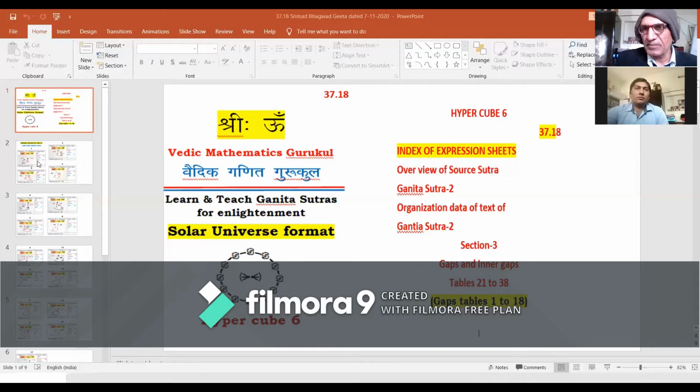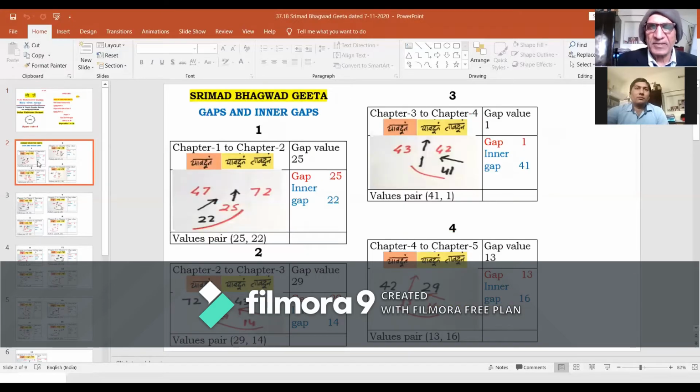The text of Srimad Bhagavad Gita is a scripture of 18 chapters. Each chapter has a distinct range of shlokas. Chapter 1 is of the range of 47 shlokas, while chapter 2 is of the range of 72 shlokas. The gap between the values pair 47 and 72 is the gap value, and this gap value, as depicted in table 1 here, is 25.